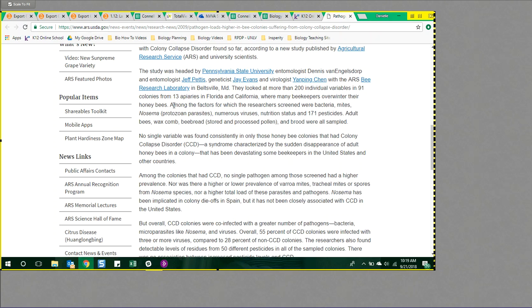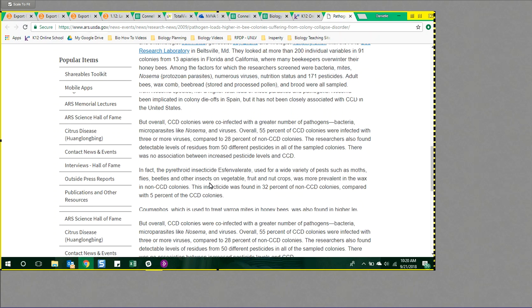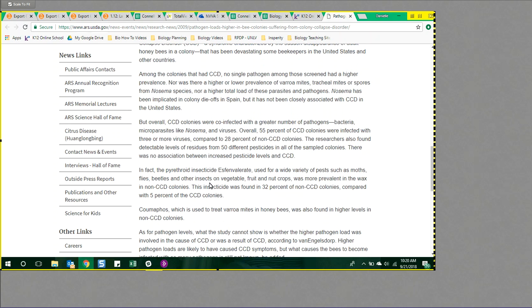No single variable was found consistently in only those honeybee colonies that had colony collapse disorder, which is a syndrome characterized by the sudden disappearance of adult honeybees in a colony that has been devastating some beekeepers in the United States and other countries. Among the colonies that had CCD, no single pathogen among those screened had a higher prevalence, nor was there a higher or lower prevalence of varroa mites, tracheal mites, or spores from Nosema species, nor a higher total load of these parasites and pathogens.